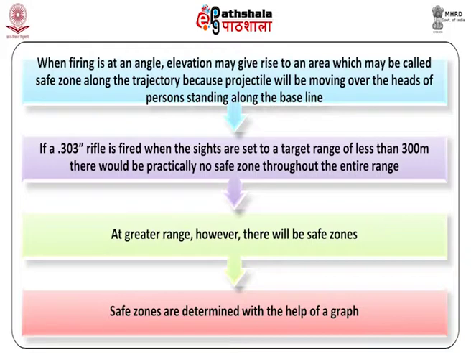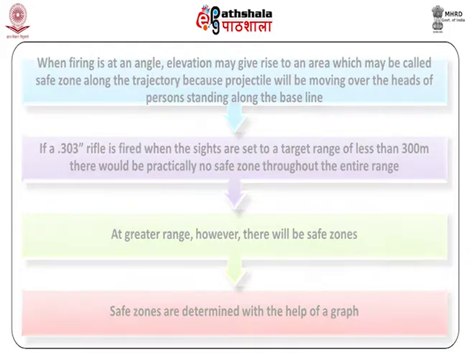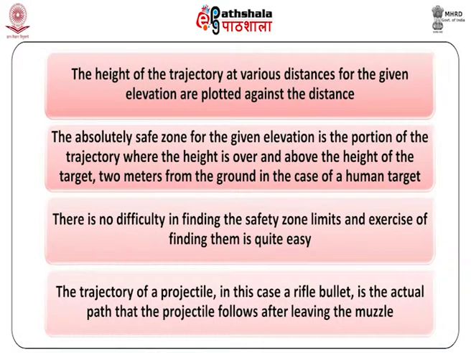Safe zones are determined with the help of a graph. The height of the trajectory at various distances for the given elevation are plotted against the distance. The absolutely safe zone for the given elevation is the portion of the trajectory where the height is over and above the height of the target, 2 meters from the ground in the case of human target. There is no difficulty in finding the safety zone limits, and the exercise of finding them is quite easy.